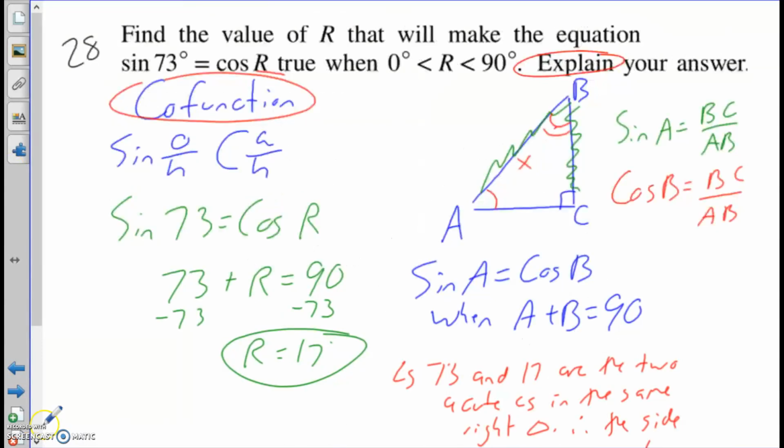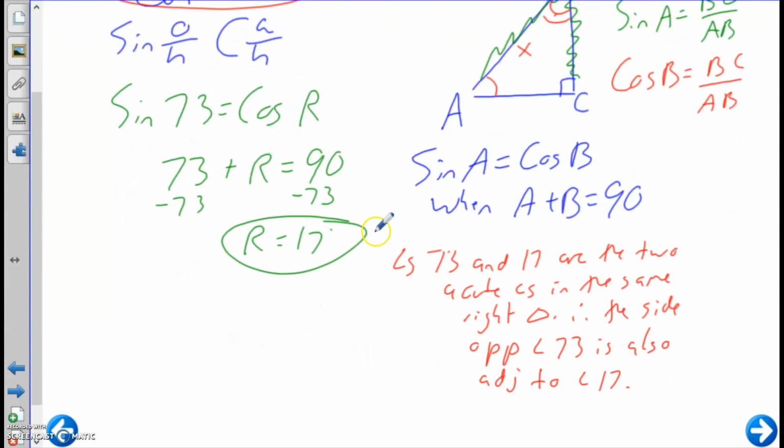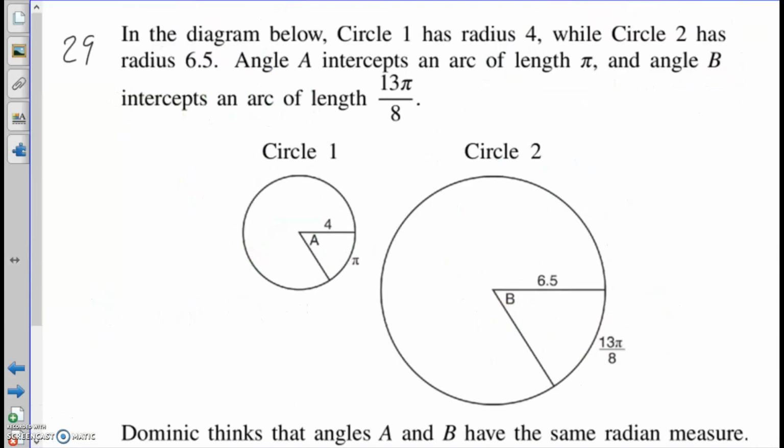As a consequence, you also see a couple of things here. Sometimes we see that sine of an angle equals cosine of 90 minus that angle. This is really the same thing. Sine of 73 is cosine of 90 minus 73. So if you ever see this 90 minus theta or 90 minus x kind of thing, it's talking about the other acute angle within the right triangle. All right, now we can move on to 29.